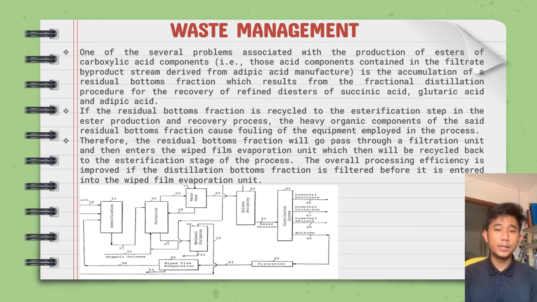One of the several problems associated with the production of esters of carboxylic components is the accumulation of residual bottom fractions, which result from the fractional distillation procedure for the recovery of refined diesters. If the residual bottom fraction is recycled to the esterification step in the ester production and recovery process, the heavy organic components of the residual bottom fraction will cause fouling on the equipment employed in the process. Therefore, the residual bottom fractions will pass through a filtration unit and then enter a wiped film evaporation unit, which will then recycle back to the esterification stage.